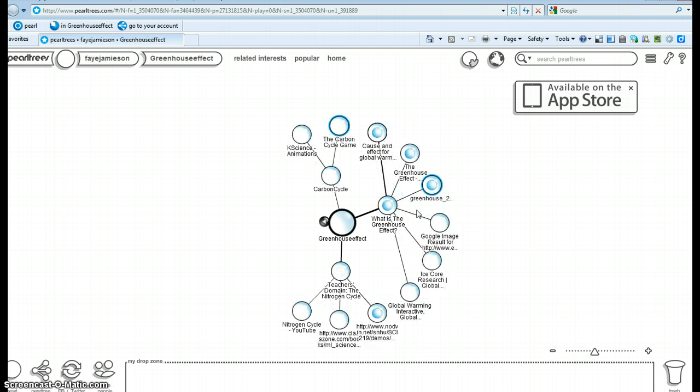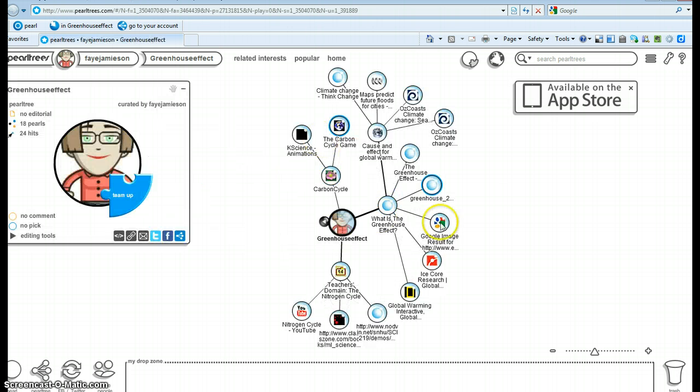So what I've done is I've put together a whole lot of resources that relate to our topic that we're working through now. And as you can see, when it opens up, you can see that this branch of the Pearl Trees deals with the carbon cycle, and this branch here deals with the nitrogen cycle, and this branch here deals with the greenhouse effect and global warming, etc. So I've collected a whole lot of resources. They include games, interactions, animations, YouTube clips, all sorts of things.